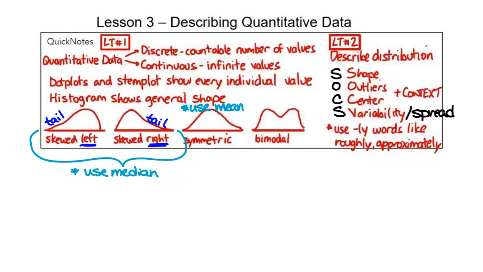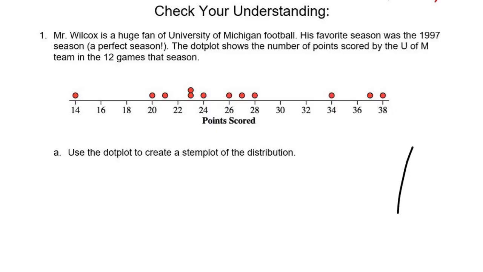All right. Let's look at the check your understanding now. Mr. Wilcox is a huge fan of University of Michigan football. His favorite season was the 1997 season, a perfect season. The dot plot shows the number of points scored by the U of M team in the 12 games that season. I would like for you to use this dot plot to create a stem plot of the distribution. And if you need to flip back over to page 11 to remember what a stem plot is, please feel free. But I'm going to give you about 2 minutes to do a stem plot. Minute and a half, 2 minutes.